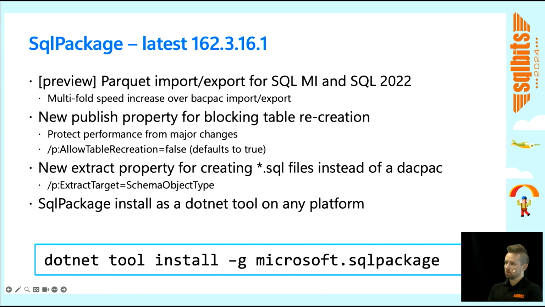The other new addition to SQL package from the last year, worth knowing about for sure, is the extract target capability. So when you run a SQL package extract, the default is that it gives you a DAC pack, also a zip file. It's nicely packaged, it's very portable, great, but maybe you just want to know, literally, what are the objects? I don't want to have to open up this DAC pack, read the XML. That's not fun for anyone. The extract target property will write out to SQL files themselves directly, the objects of the database, which can be very nice.